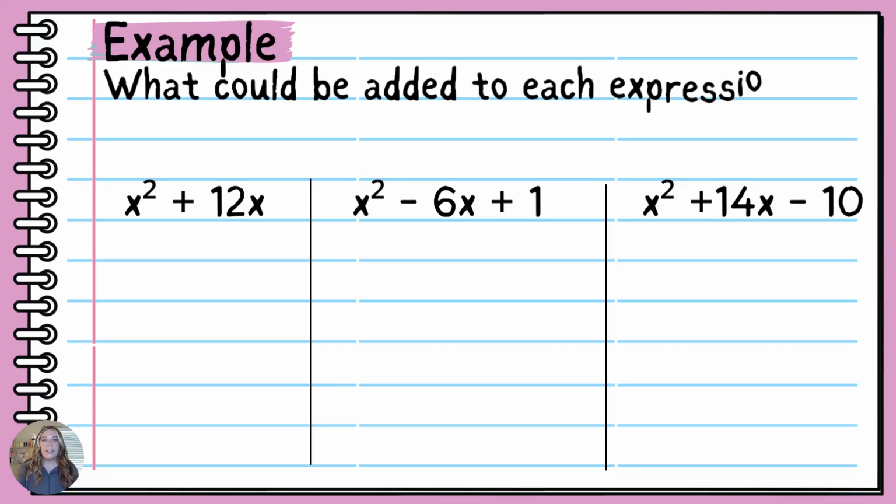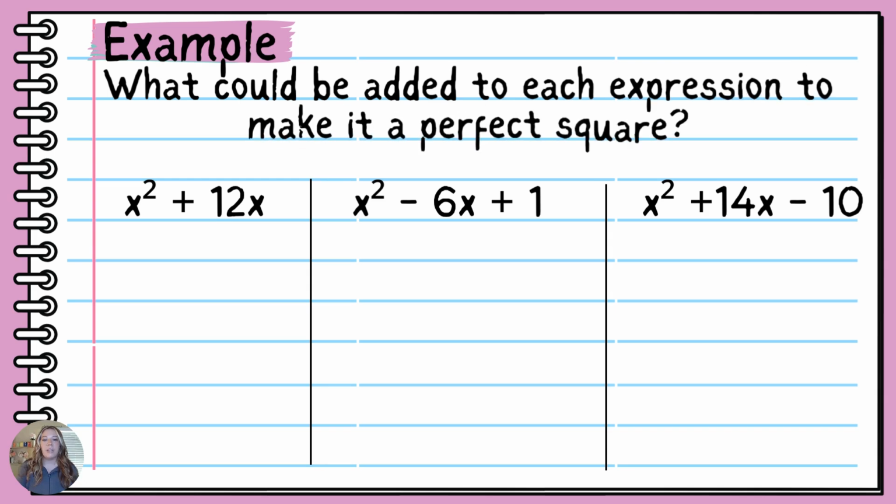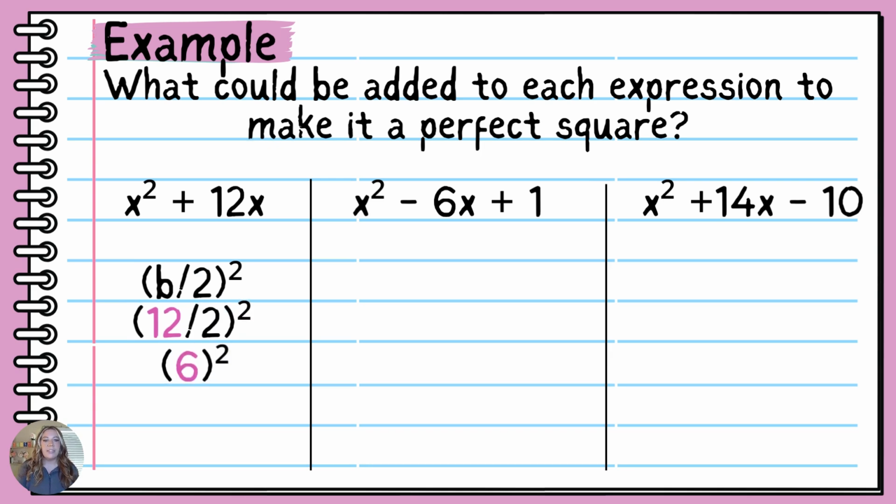So what could be added to each expression to make it a perfect square? We're just trying to find the value of half of b squared that allows us to make a perfect square. So in the first example, we'll start by taking half of b and squaring it. In this example, b is 12. So half of 12 is 6, and 6 squared is 36.